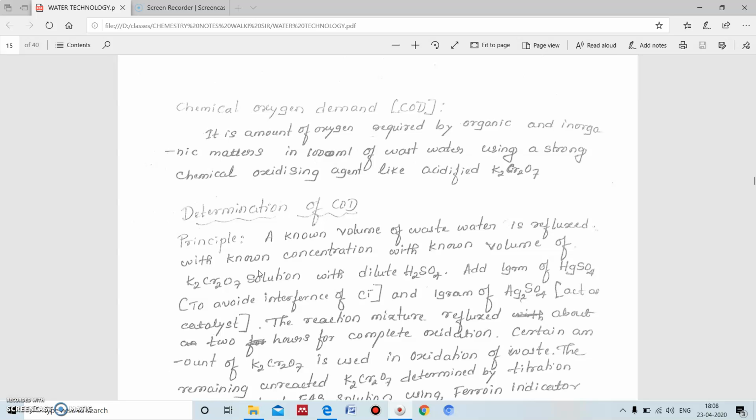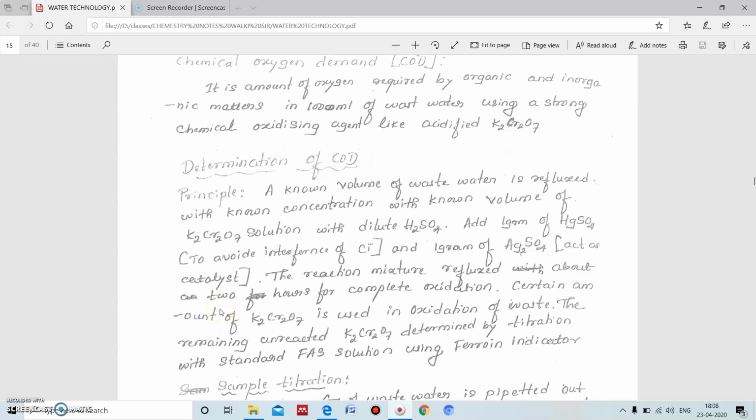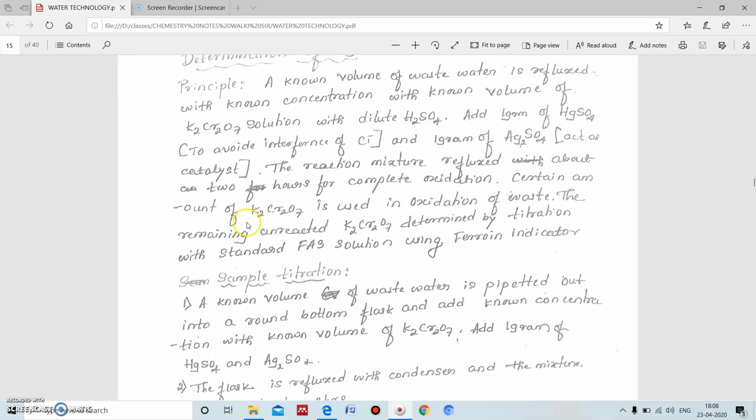And then we are going to add 1 gram of silver sulfate, which acts as a catalyst for this reaction. The entire reaction mixture is refluxed for about 2 hours. During that period, a certain amount of potassium dichromate is utilized in the oxidation of waste. After the 2 hours, we are going to determine the unreacted potassium dichromate present in the flask by using standard FAS solution and Ferroin indicator.